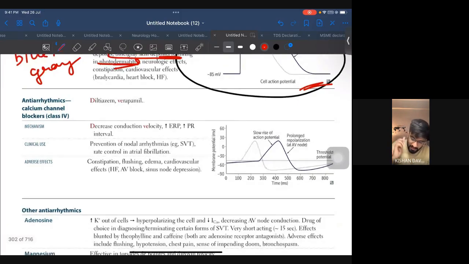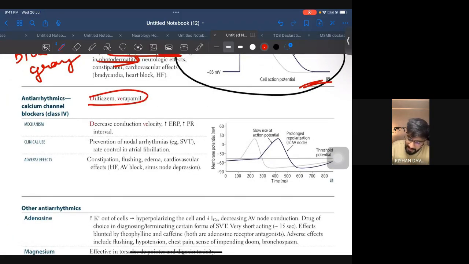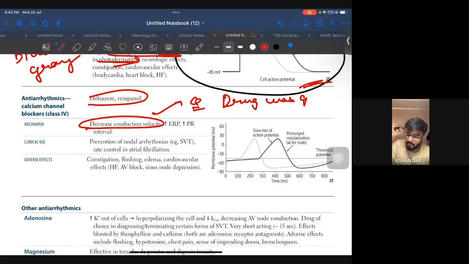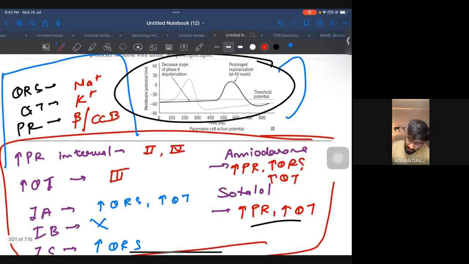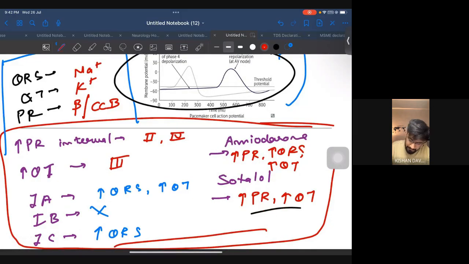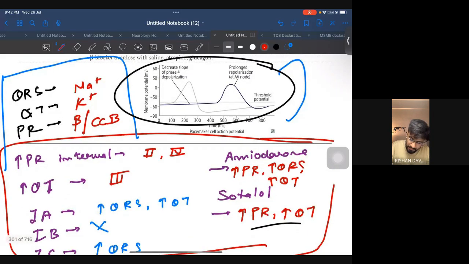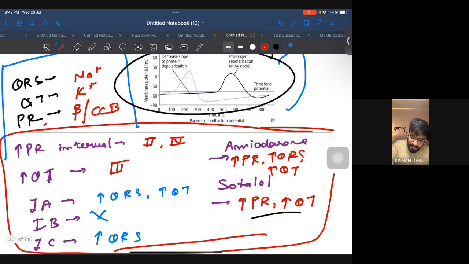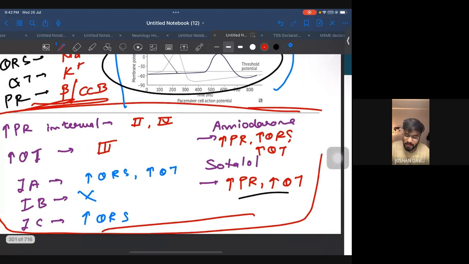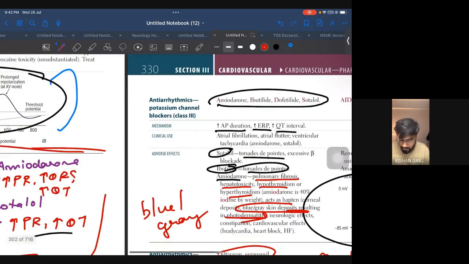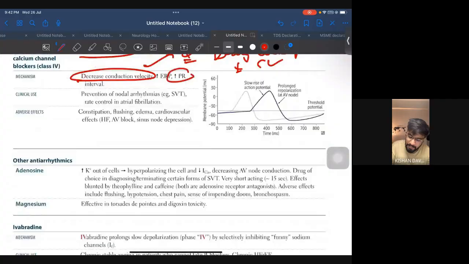Okay, class 4 is calcium channel blockers. Decrease in conduction velocity. If in the question they give you a drug that decreases the conduction velocity, your answer will be calcium channel blocker. I have made you write about CCB as well. Here it is. It will increase the PR interval. If there is any change in the PR interval, it will be associated with CCB and beta blocker. Okay, they have given PR interval here.